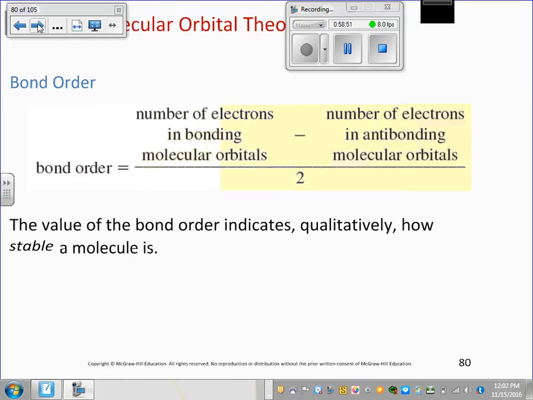So the value of the bond order indicates how stable a molecule is. If you remember hydrogen, we had 2 in the bonding, none in the antibonding. So it's 2 minus 0 divided by 2 is 1. With helium, we had 2 in the bonding, minus 2 in the antibonding, which was 0. 0 divided by 2 is 0. So it doesn't exist.